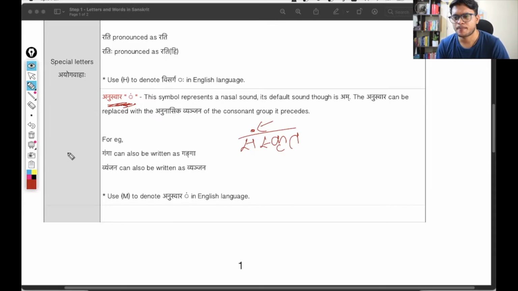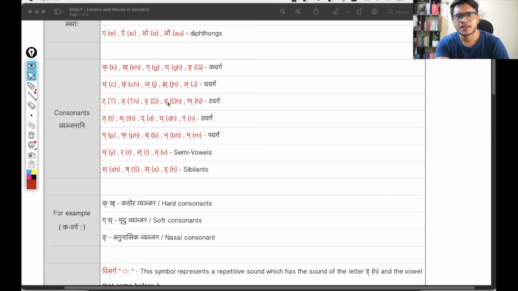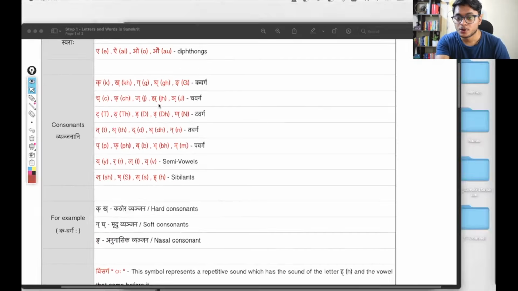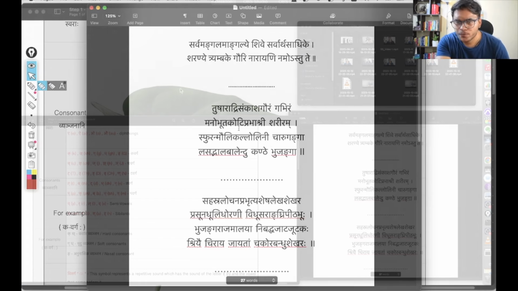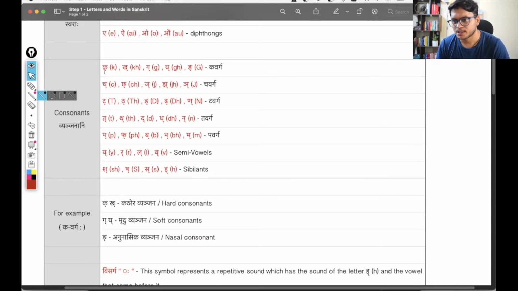As simple as that. So you might guess by now that if they are both the same thing, then I can replace one with another. And you are absolutely right. Why? Because again, I'll go back to this shloka. If you can see here, what is this? This is charu ganga. And if you see this word, this is bhujanga. Now why is it written as this or this? There is an explanation for this.